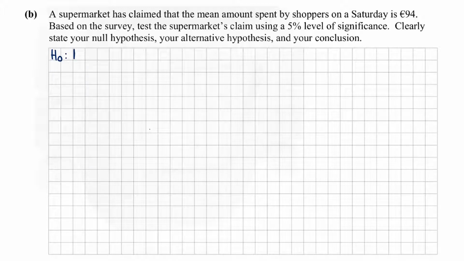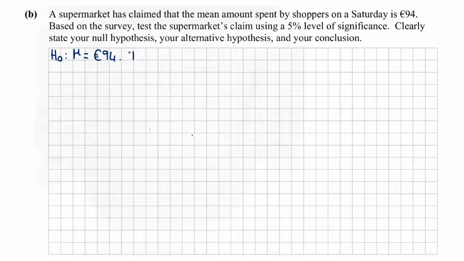A great way to remember your null hypothesis is it's always mu equals. So they've told us that the mean is equal to €94. What I would advise you to do is not just write it in the mathematical way. I would always start in the mathematical way, but put it back into words. By doing that, it will help you with your conclusion, because often the null hypothesis is not necessarily agreeing with what was initially stated. In this case they've said the mean amount is 94, so yes, our null hypothesis is what they said, but that's not always the case.